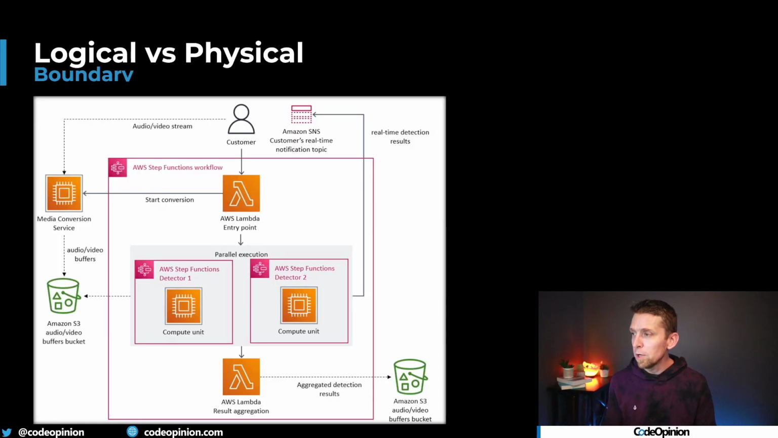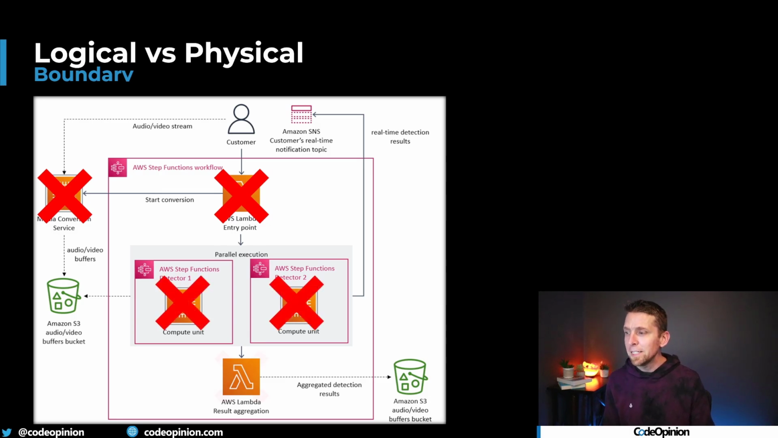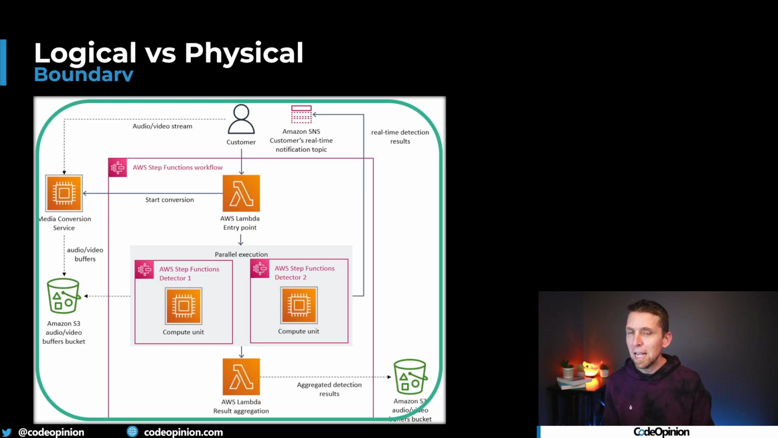If you look at their original diagram here, what's the service? Well, it's not the media conversion service. It's not the AWS Lambda entry point. It's not the step functions. It's not the aggregation. The service is everything. It's this. This is the service. You're defining logical boundaries. That's how you're defining a service. It has nothing to do with how you're actually deploying it.